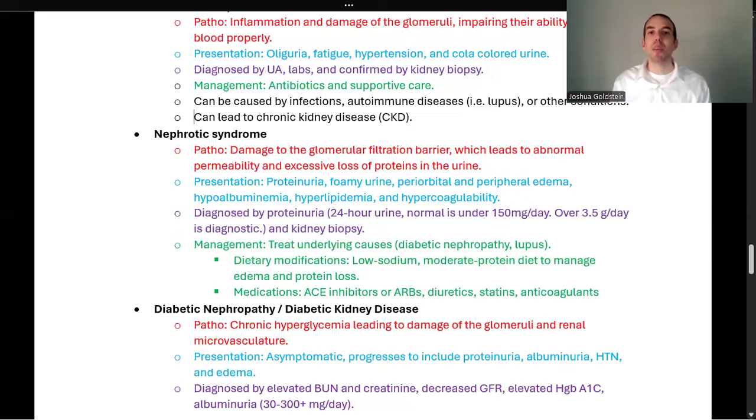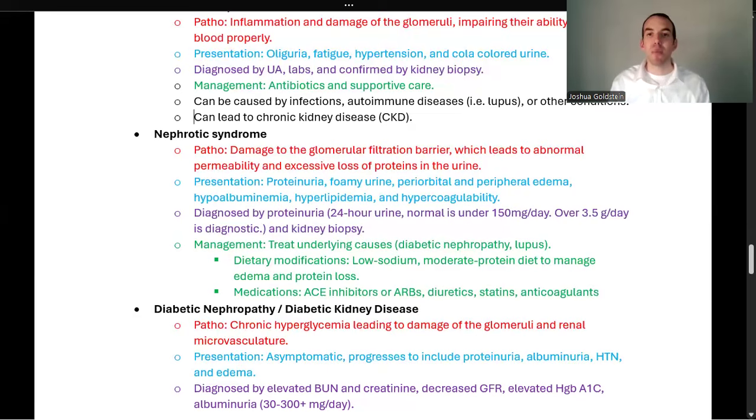Hypoalbuminemia, hyperlipidemia, and hypercoagulability, again, are all part of the collection of presentation of nephrotic syndrome. The official diagnosis is done by proteinuria. That's over 3.5 grams a day. That's if we're measuring a full 24-hour urine, and by a kidney biopsy. Again, just like the one before, this kidney biopsy is going to be the standard in order to guide our treatment. The management is going to be treat the underlying disease.